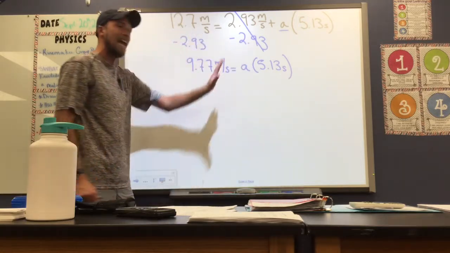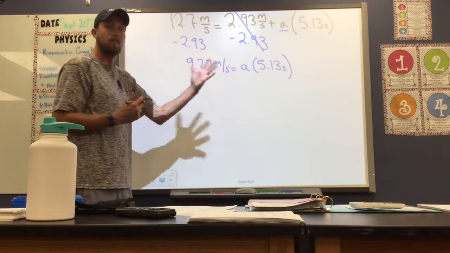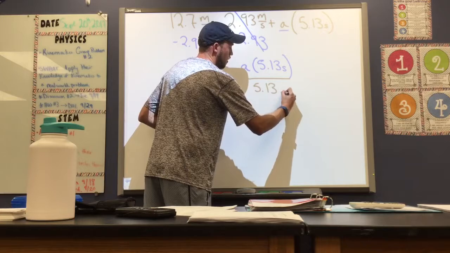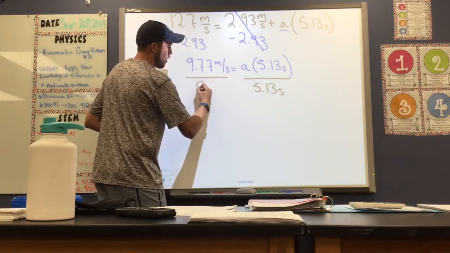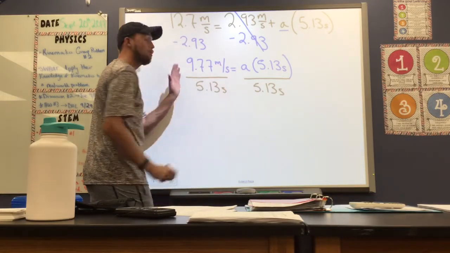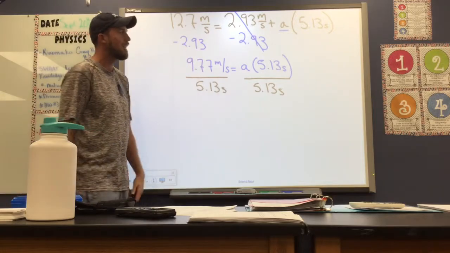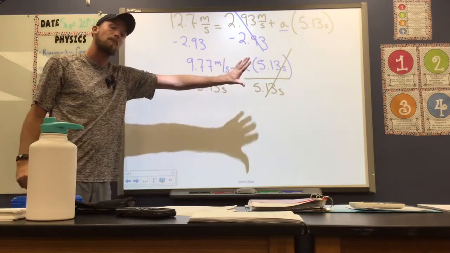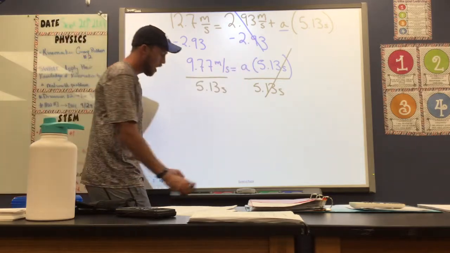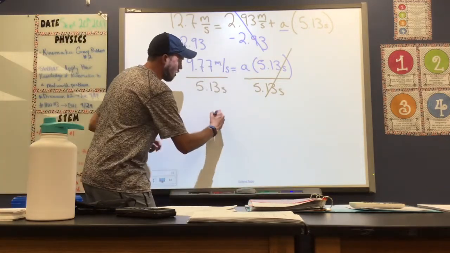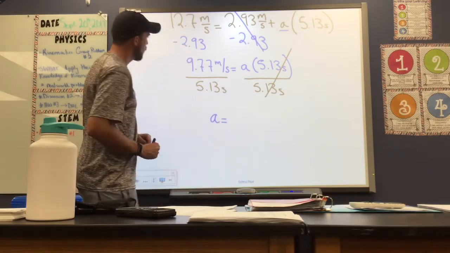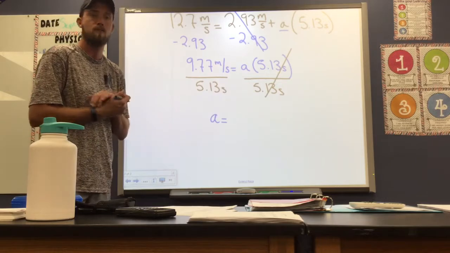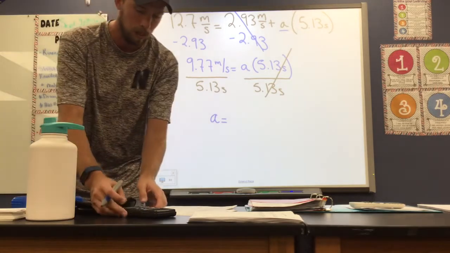acceleration. Now to get A alone, what I probably need to do here is divide both sides of my equation by 5.13. Notice I'm putting the units into my equation just so that I can keep track, make sure I have the correct units at the very end. So this 5.13, since it's on top and bottom on the right side, will cancel out. And we'll be left with a value that looks like my acceleration, A, is equal to 9.77 meters per second divided by 5.13 seconds. So let's plug that in.